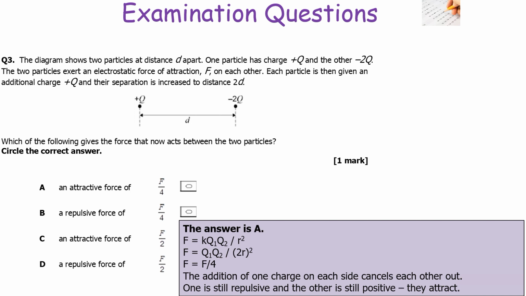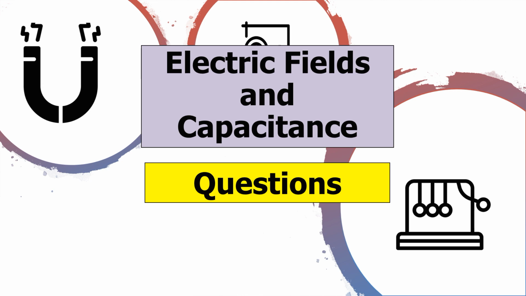We've still got a positive and a negative charge, so they'll still attract each other, so therefore it's an attractive force of F over 4, which is A. Let's now have a look at a few longer questions on electrical fields and capacitance.